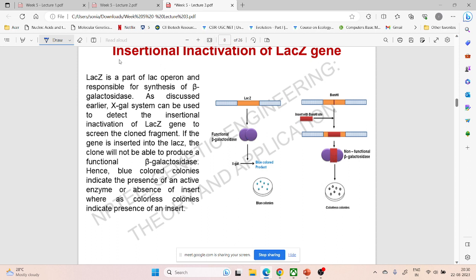So the term here is insertional inactivation of the LAC-Z gene. That means the insertion of the gene of interest causes the inactivation of the LAC-Z gene, and because it is inactivated, functional beta-galactosidase will not be formed. Therefore, X-gal will not be converted to a blue-colored product, and you will get colorless colonies. So when your gene of interest is present, you will get colorless colonies. When your gene of interest is not present, you will get blue colonies.